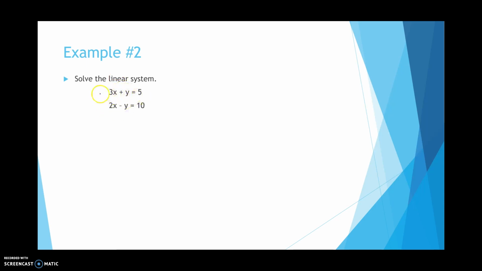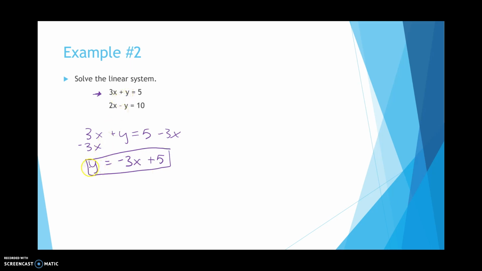I'm going to solve working with the first equation, solving for y. So if I have 3x plus y equals 5, I am going to solve for y here by subtracting 3x from both sides. So I have here y equals, I'm going to write it in the mx plus b form just because that's what I'm used to working with, negative 3x plus 5. That's what y equals for the first equation.